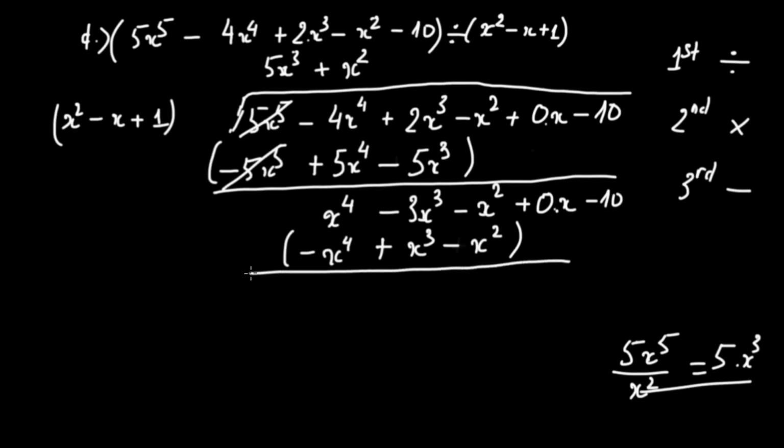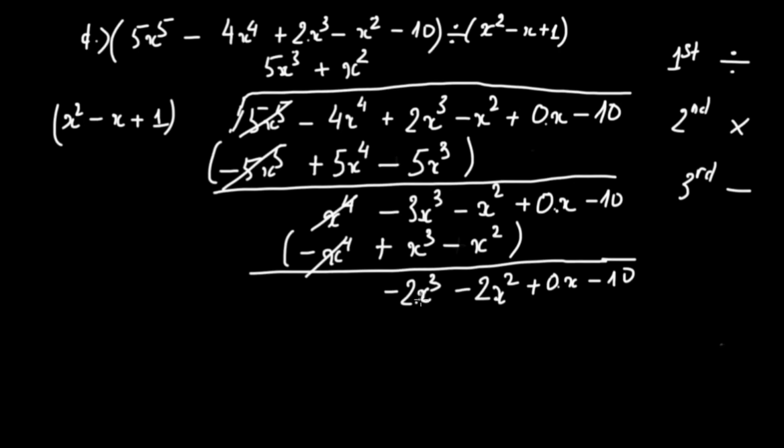Next, you add two expressions together. You see, you cancel this one and this one together, right? And then 1x to the third minus 3x to the third, you got minus 2x to the third right here. And then minus x squared and minus x squared, you got minus 2x squared. And you put 0x and minus 10 down.